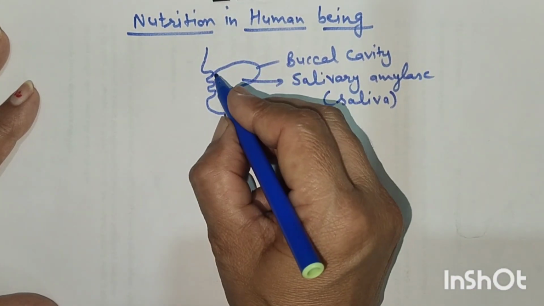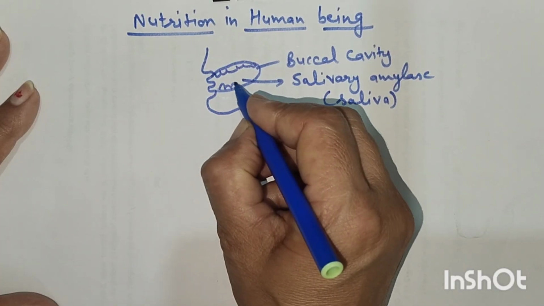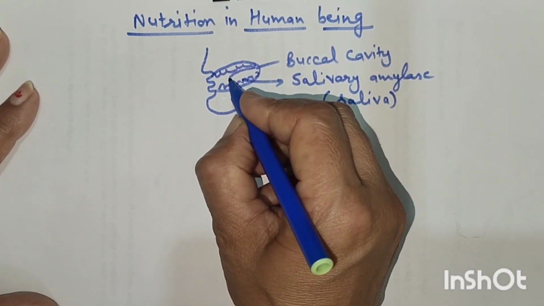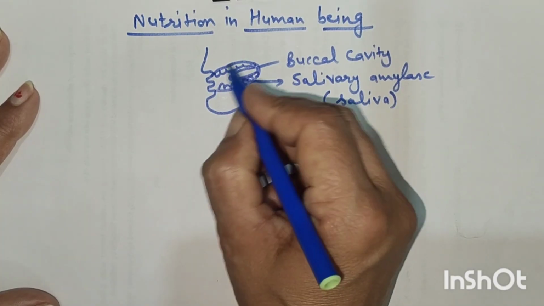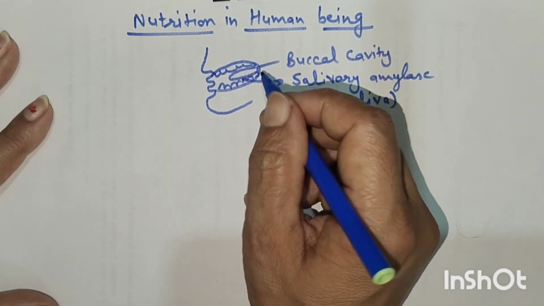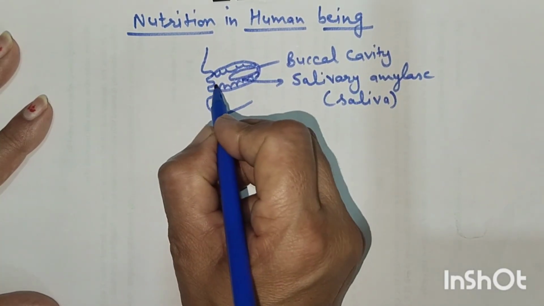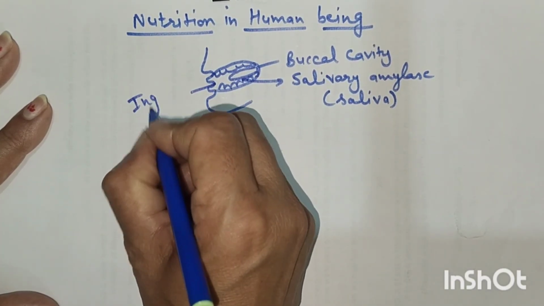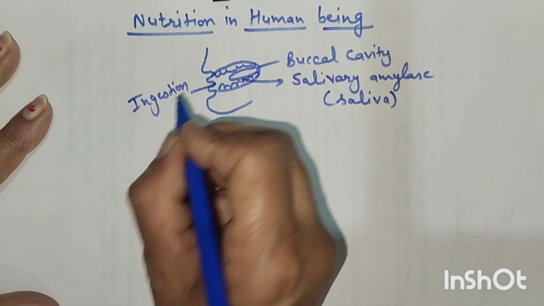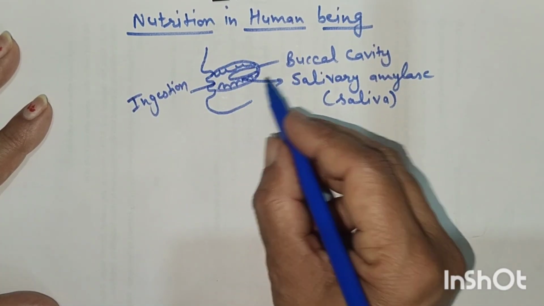Saliva is a watery substance, and it helps to kill germs and mixes with the food to make the food bolus. Here are the teeth, which help in cutting and grinding the food, and a muscular tongue which rotates the food. This first step is ingestion. Intake of food by the mouth is called ingestion.